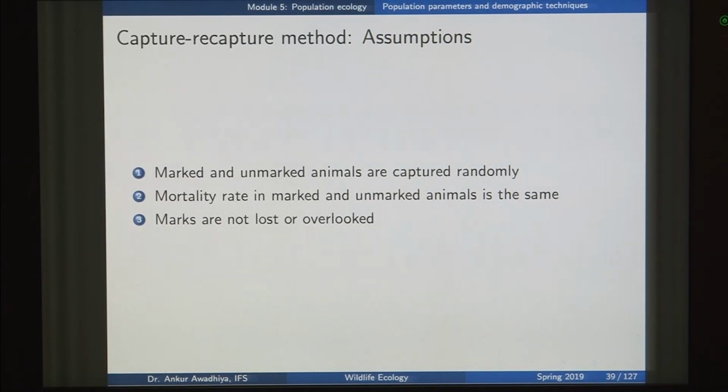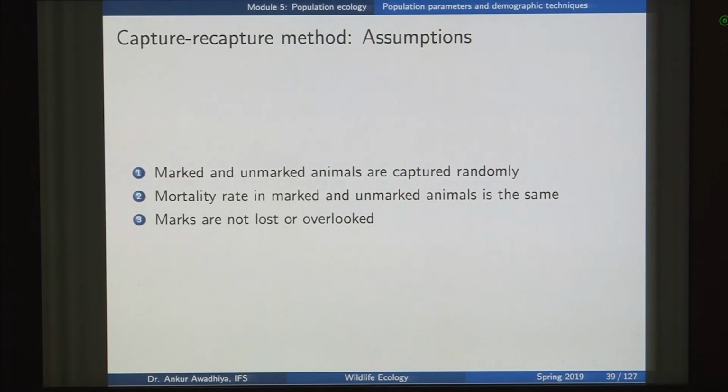Next, mortality rate in the marked and unmarked animals is the same. So if it so turns out that out of the 50 fishes that you have marked and put inside, 40 fishes or say 49 fishes die out, and out of the unmarked fishes there was no mortality. So in that case you will not be able to reach a correct estimation.